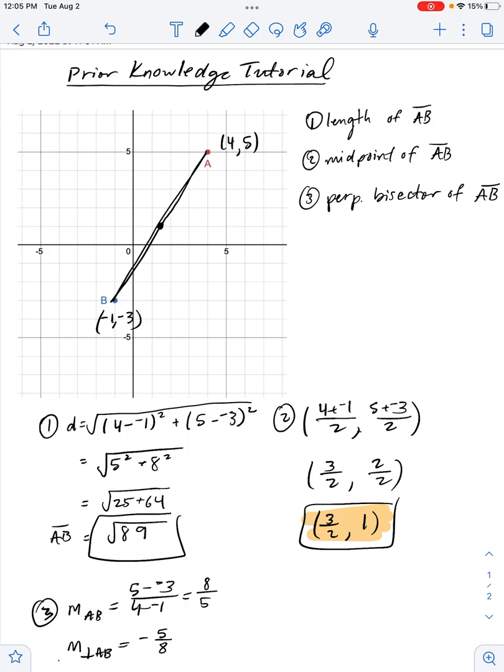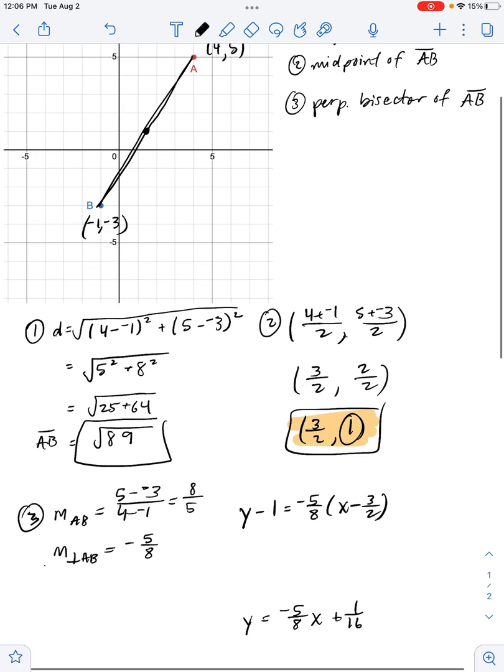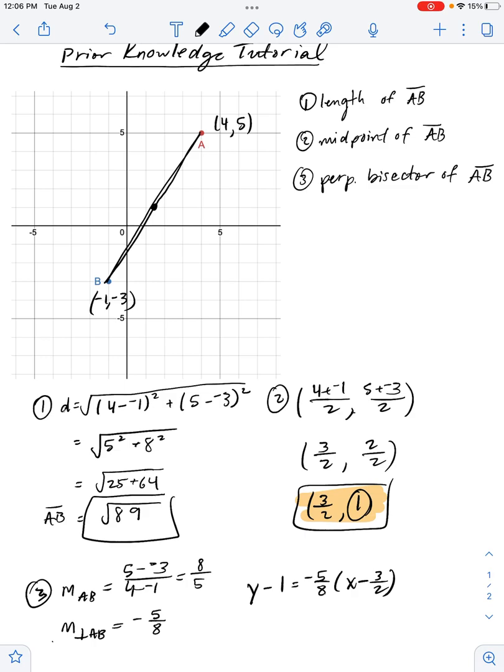And now we can use any linear form. I'll use the point slope form, where I take y minus a y value from the line, which we'll get from this midpoint, or y minus 1 equals the slope, -5/8, times x minus x1, or 3/2. And now we can simplify and rearrange, adding 1 to both sides.